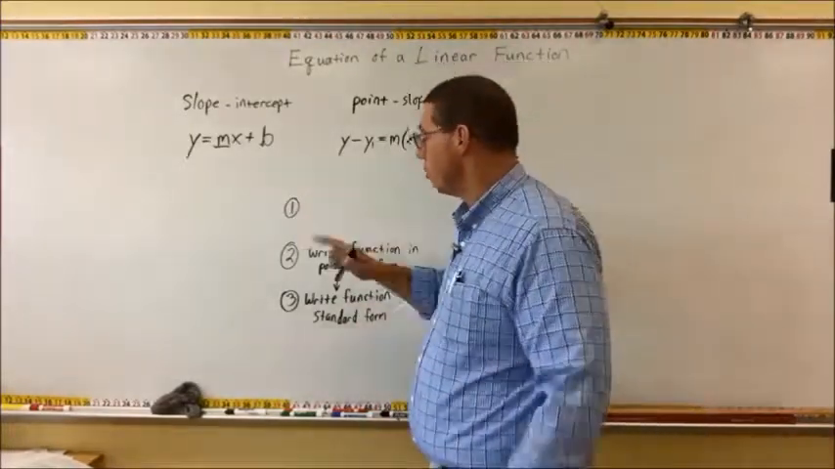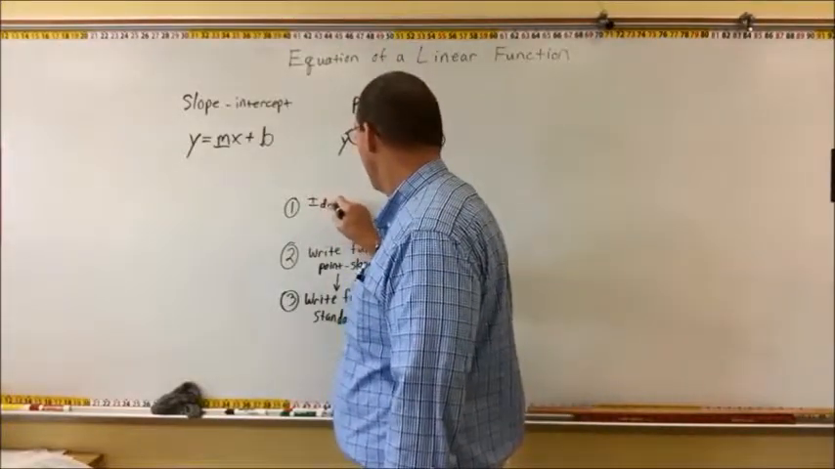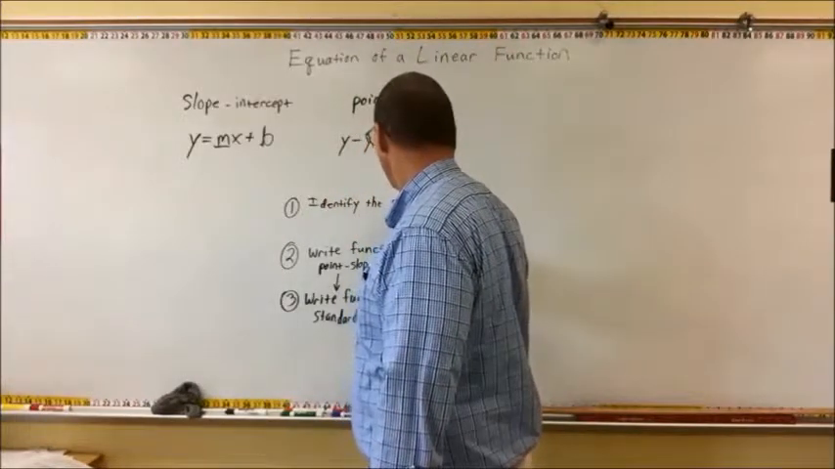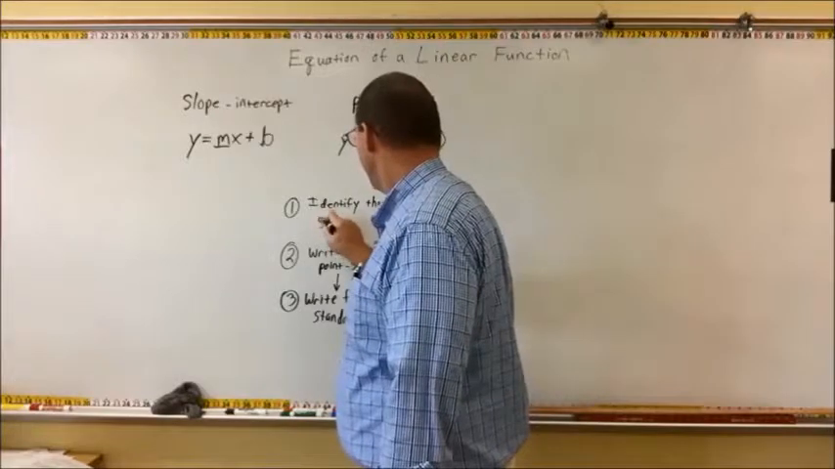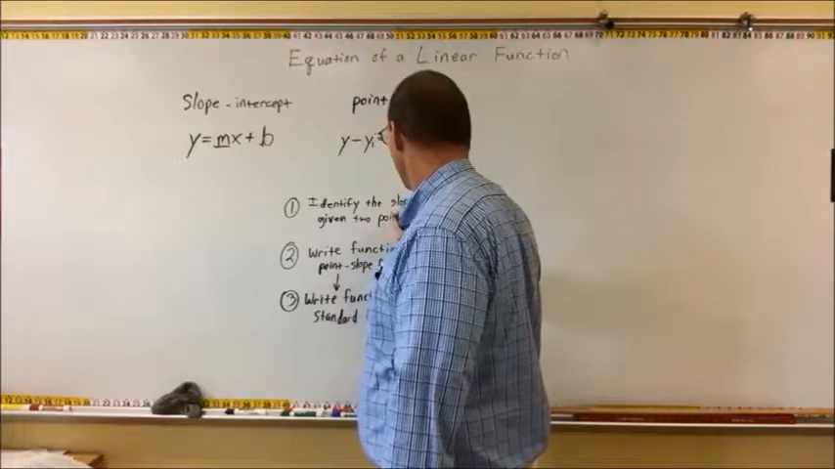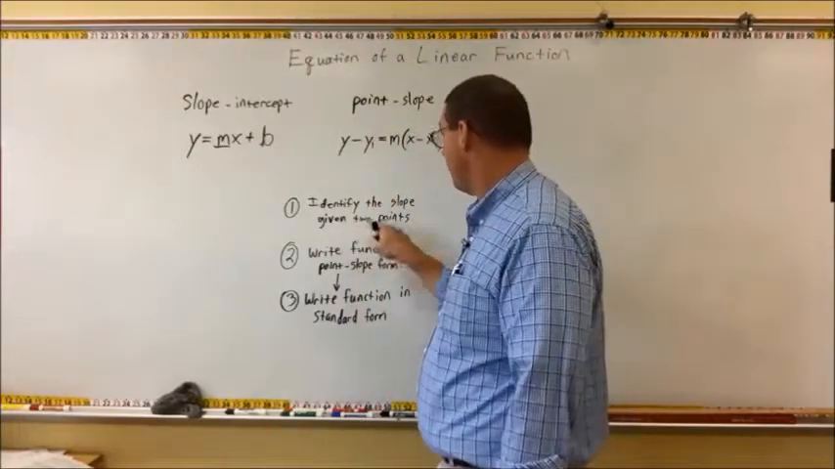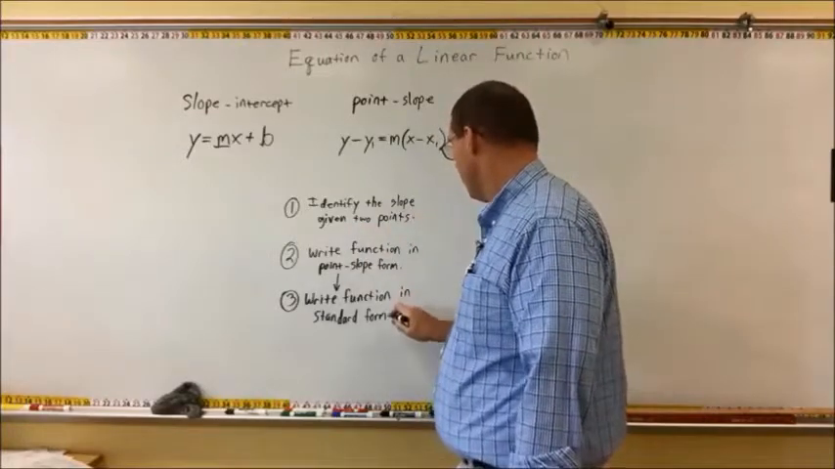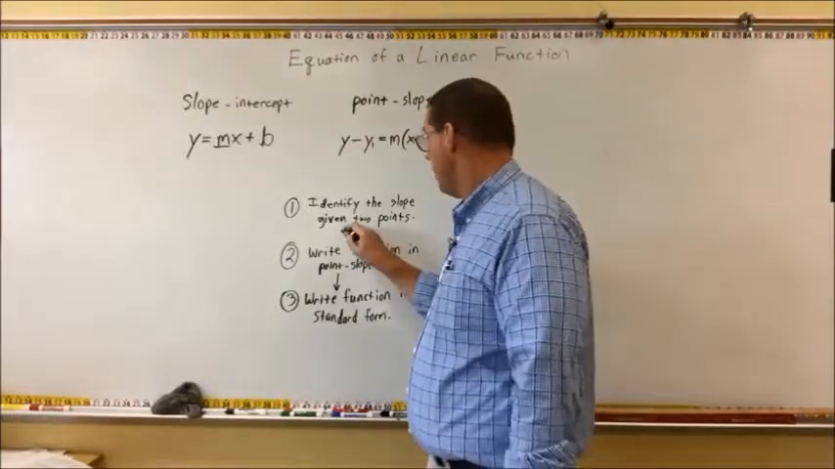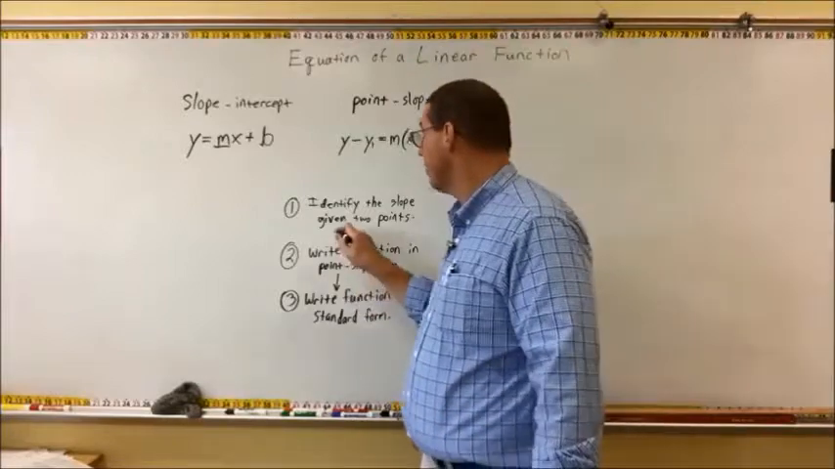So what is the first thing I want you to do? I want you to be able to identify the slope of a line given 2 points on the line. If you're given 2 points that are on the line, 2 coordinates, then you can use that to find the slope. I'm going to show you how in just a second.